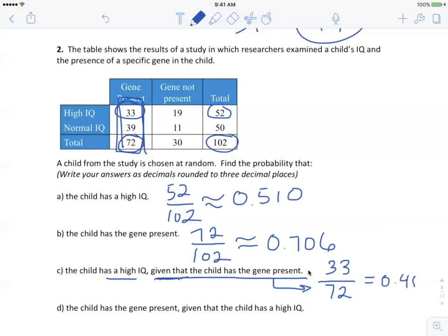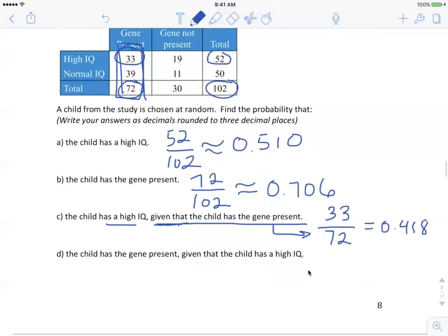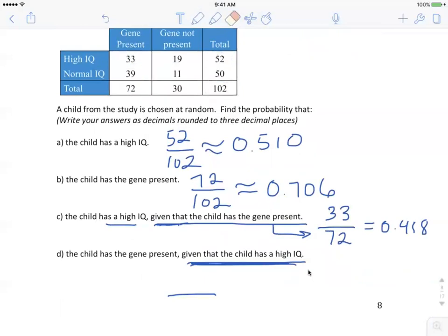Okay, so let's try another one of those. Child has the gene present, given that the child has a high IQ. Start there, right? Given that the child has a high IQ. Let's go back up top. Let's get rid of all this. It's kind of a mess.